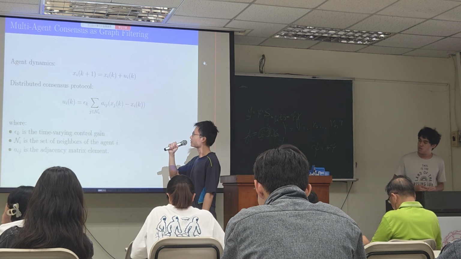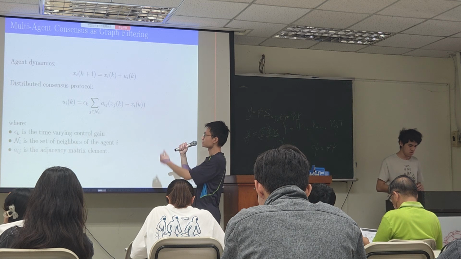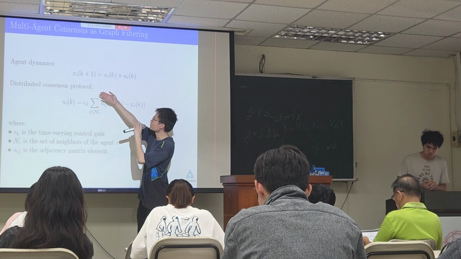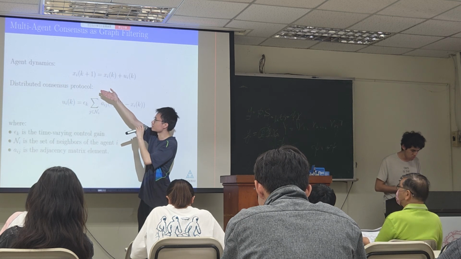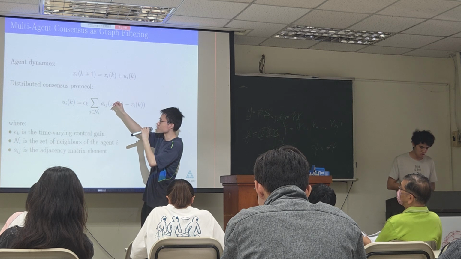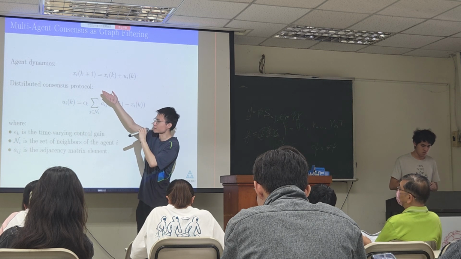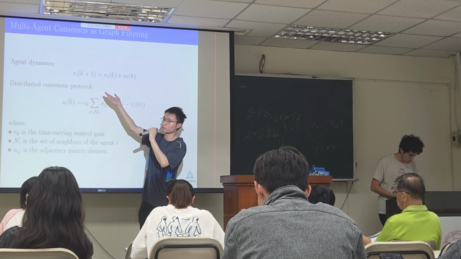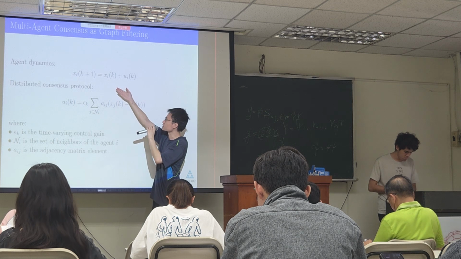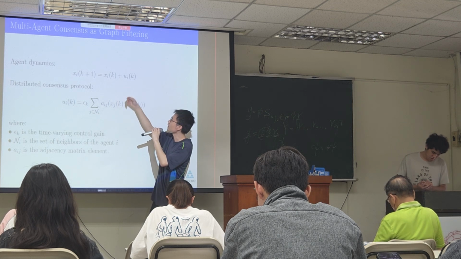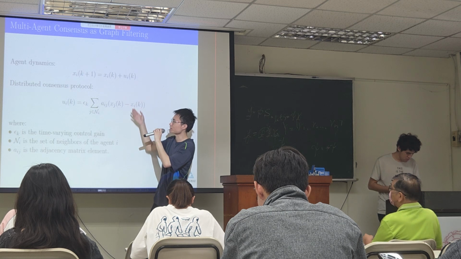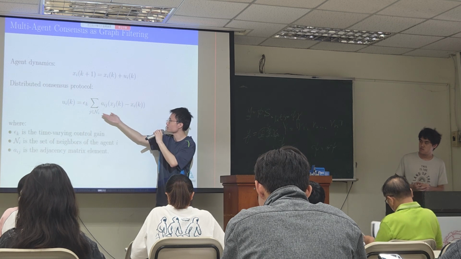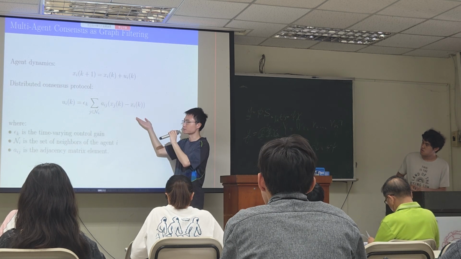And the agent dynamics is simply the formula below. This is the value of agent i in the future. We assume time k is the present, so time k plus 1 is the future. So it's the future value of one agent, and x_i(k) is the present value plus one user input. Then the user input is defined as below. It simply means, for all agents, the value differences between each neighbor.